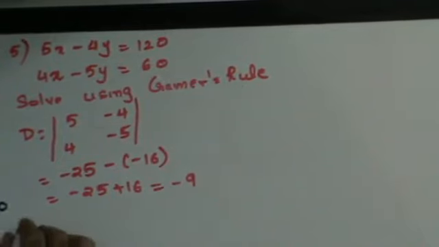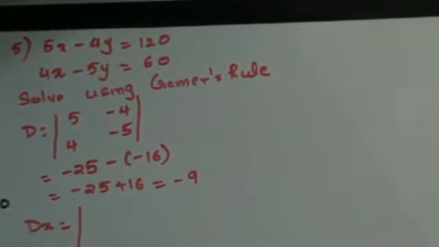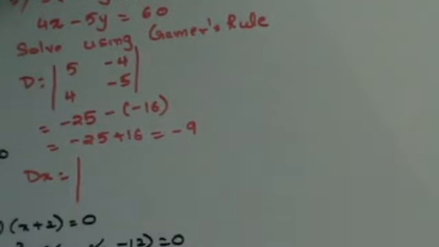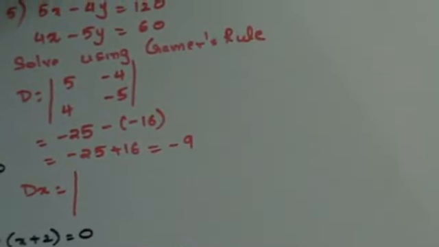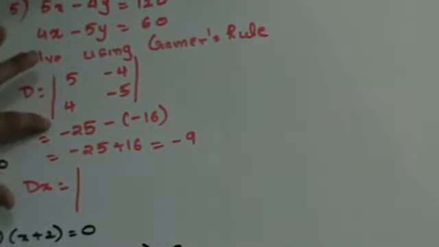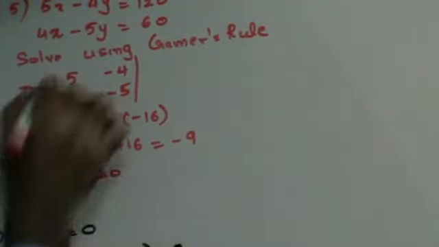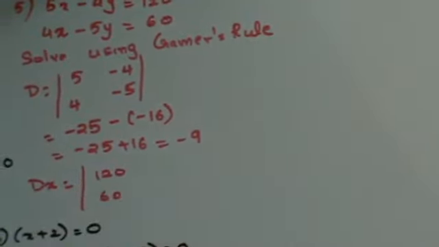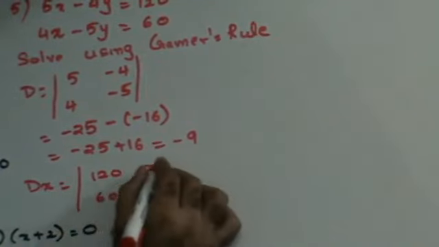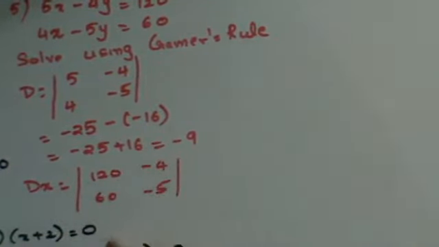Then you have to find out dx. How do I find out dx? Replace the column containing the coefficients of x with the right hand side. So whatever were the numbers with x, replace that particular column with the right hand side. So instead of 5 and 4, I'll write 120 and 60. Y will be as it is, minus 4, minus 5.